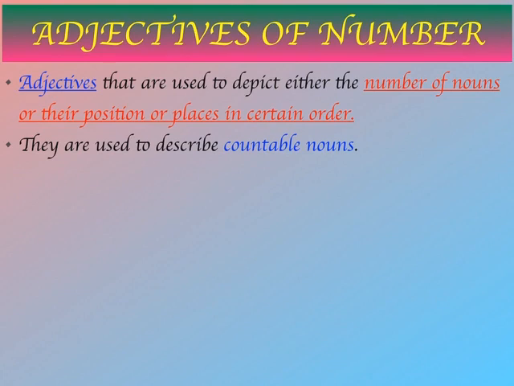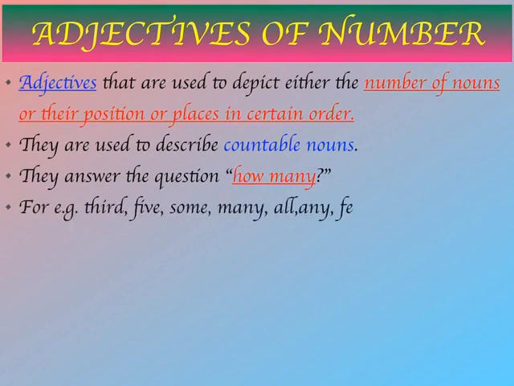So students, adjective of quantity is used for uncountable nouns and adjectives of number is used to describe countable nouns. And they answer the question how many. So when you get the answer for how many, those adjectives are said to be adjectives of number. And I hope students that you remember what countable nouns are. Countable nouns are those which we can count. Let's see some examples. For example, third, five, some, many, all, any, few, each, every, no, etc. These are adjectives of number.